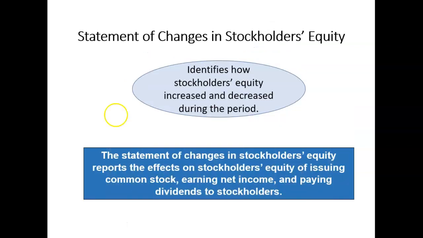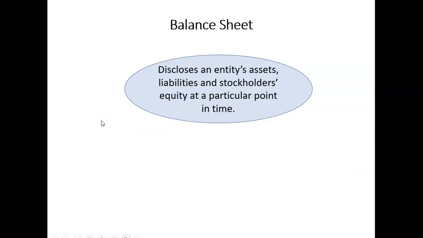In the stockholders' equity statement, what we showed was the change in stockholders' equity that took place during the accounting period. We showed whether we issued any additional shares of common stock, and we also showed the impact on retained earnings, meaning if we had a net income, net loss, did we pay out any dividends? These changes are all shown on the stockholders' equity statement.